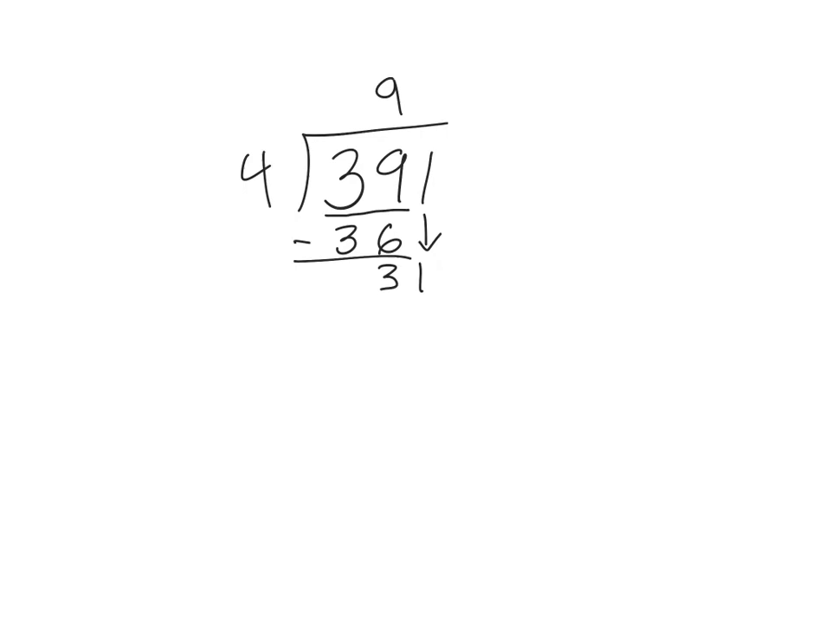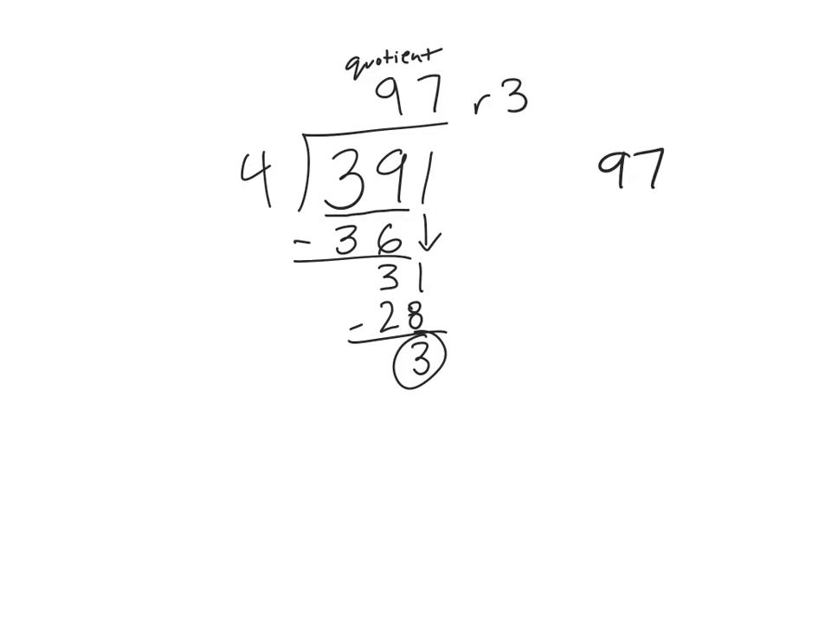Now we have 31. And so we ask ourselves, how many groups of 4 can fit if we have 31? And if we think about it, we know we'll get 7 groups of 4. 7 groups of 4 is going to be 28. If we subtract 31 minus 28, we get 3. And so since I can't make any more groups of 4 out of this 3 right here, I know that this is going to be my remainder. So I have a quotient of 97 and a remainder of 3.